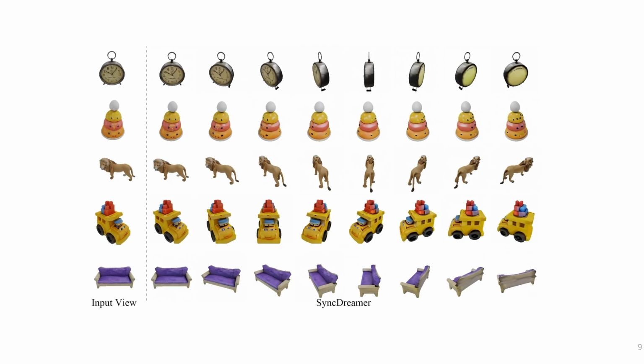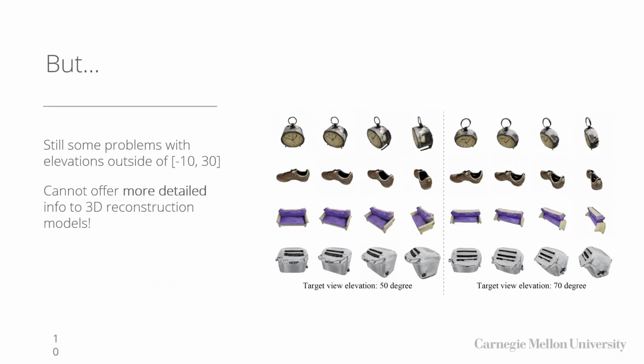The results from SyncDreamer, as you can see, with 30 degrees elevation are pretty consistent and good. But as we test with 50 degrees and 70 degrees, you can see that the inconsistency is horrible, and this sofa doesn't even look like a sofa anymore.